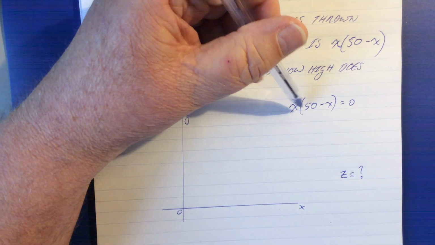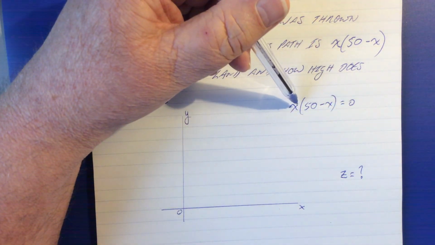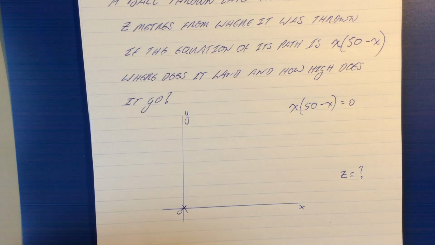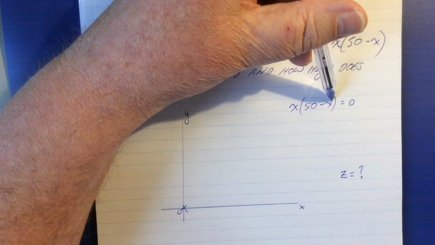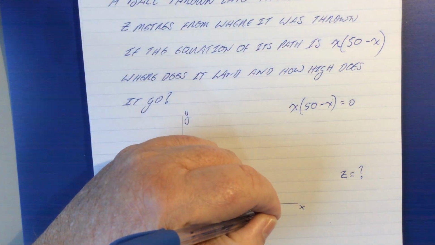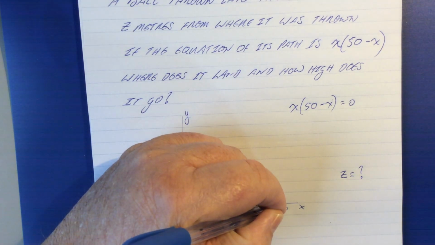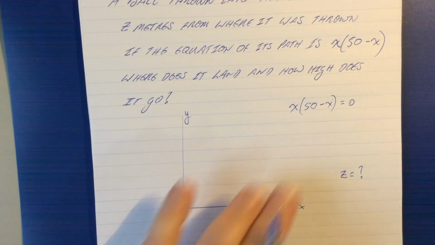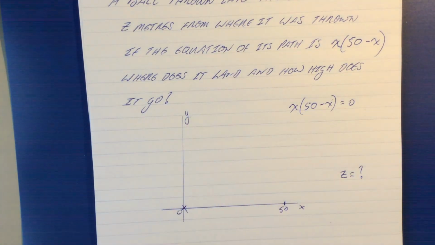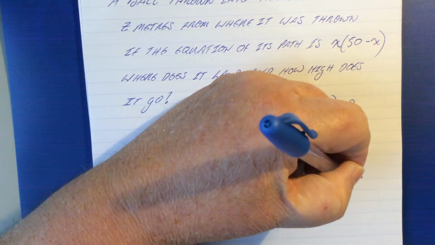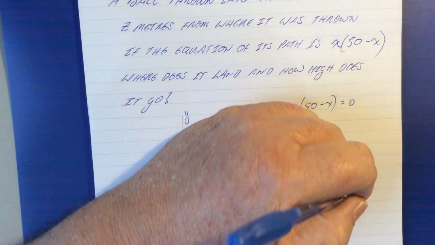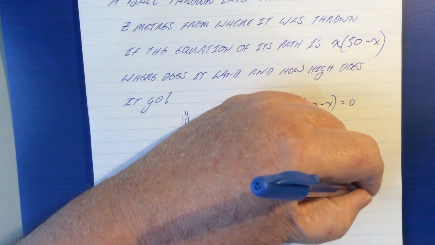Now, in order to make this equal 0, x must either equal 0, so that, let us assume, is the point from which this is thrown. In order to make this bracket equal 0, x must equal 50. 50 minus 50 equals 0, and that renders this equation equal to 0. So, in answer to the question, what is z? It is 50 meters.